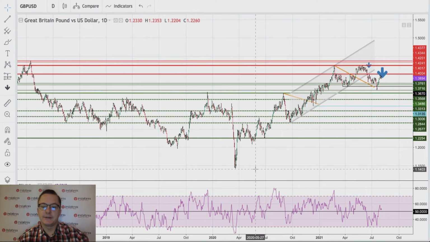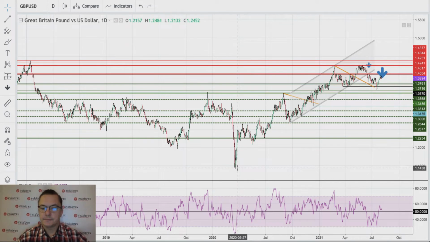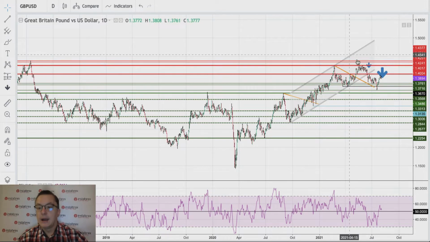This is the decline, sorry, that's the decline. Since 1.14, we've been going up and up and up. As you can see here, we have higher highs, those are marginally higher, and of course higher lows. This is the definition of an uptrend by the book.